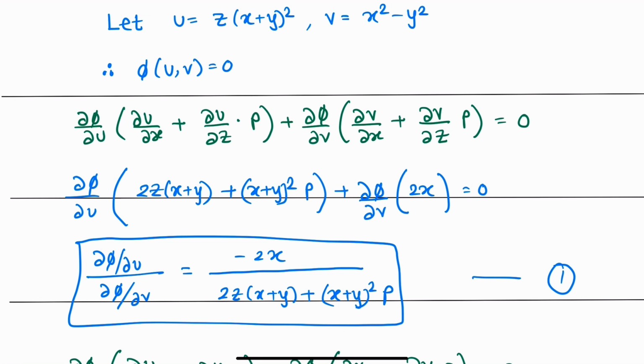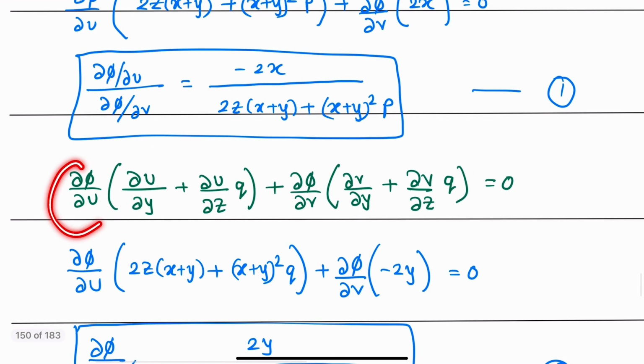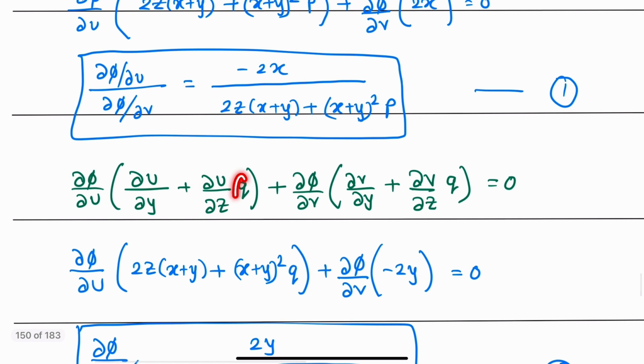Similarly, now we will differentiate this phi with respect to y. But how? Again by chain rule. See, dou phi by dou u into dou u by dou y, into dou u by dou z into q. What is q? Dou z by dou y. Okay, and similarly this one.